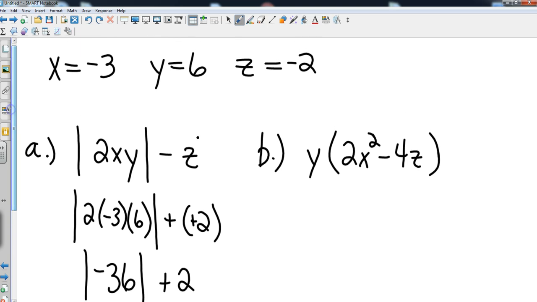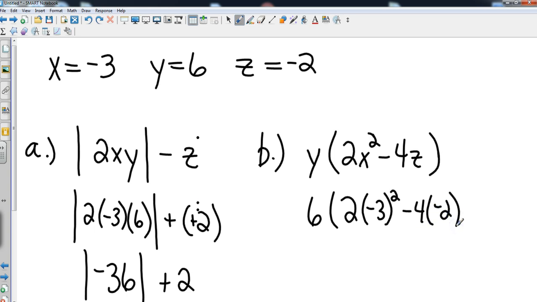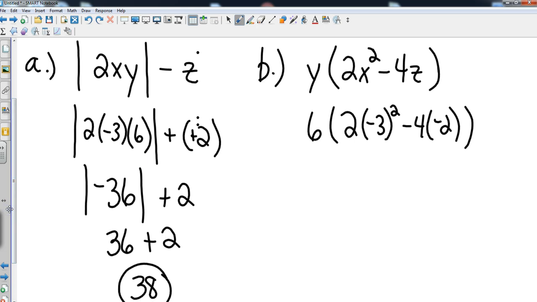My second example, I'm going to substitute in the 6. I have got 2 times negative 3 squared minus 4 times negative 2. So I'm going to work my parentheses first. I'm going to do that exponent. Negative 3 squared is negative 3 times negative 3, which gives me positive 9. And negative 4 times negative 2 is positive 8.